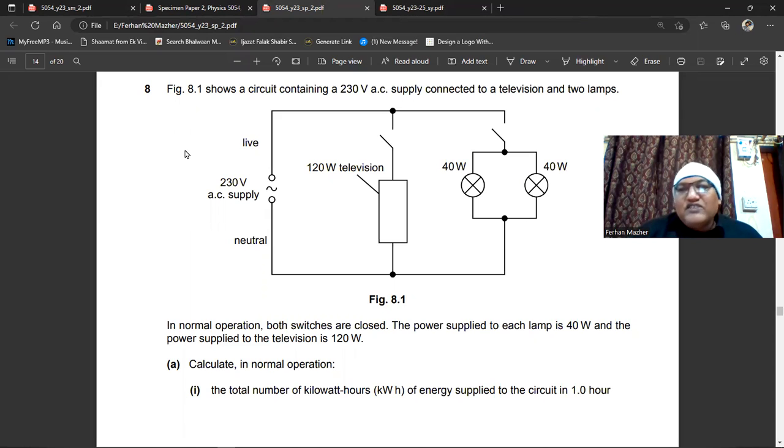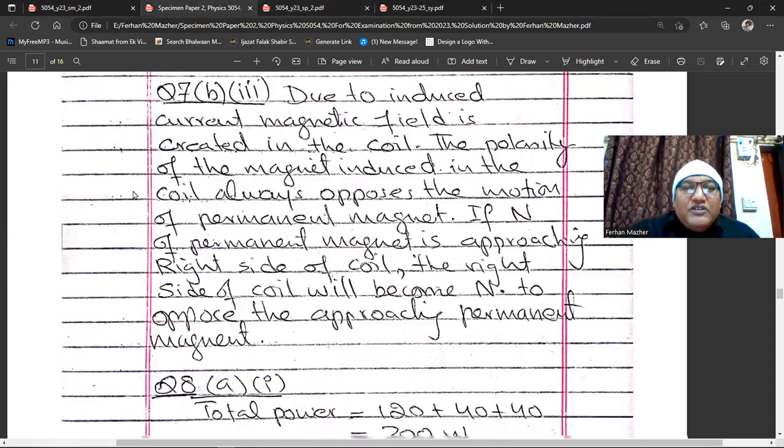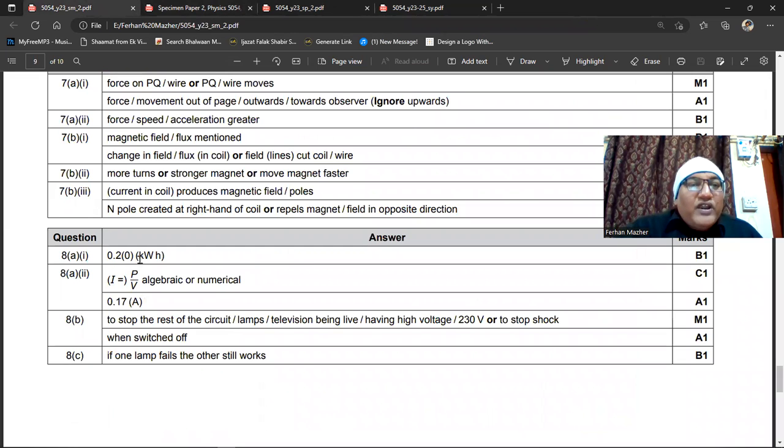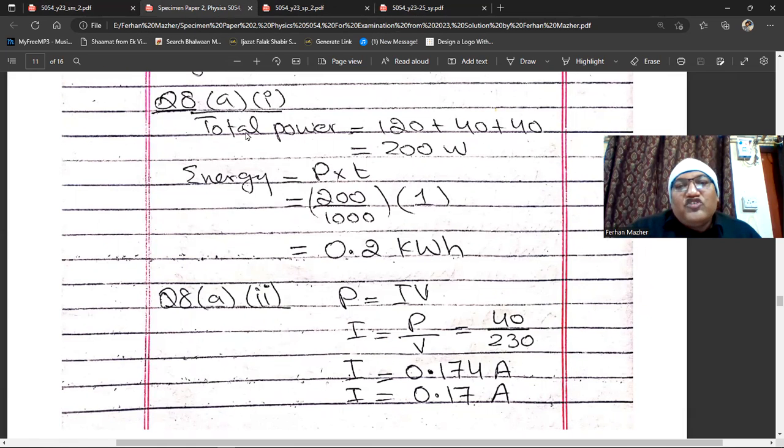Okay, so the total power of this circuit, these powers will be added up, 40 plus 40 plus 120. So that will be 200 watts. And you know the energy can be calculated. The formula is energy is equal to power multiplied by time. The power must be taken in kilowatts, and the time should be taken in hours. So 200 watt is the total power, so divided by 1000, and the time is 1 hour. So you can see 200 divided by 1000 multiplied by 1, so it will be 0.2 kilowatt hour. So that is the energy. 0.2 kilowatt hour is the right answer. This is how this is solved.